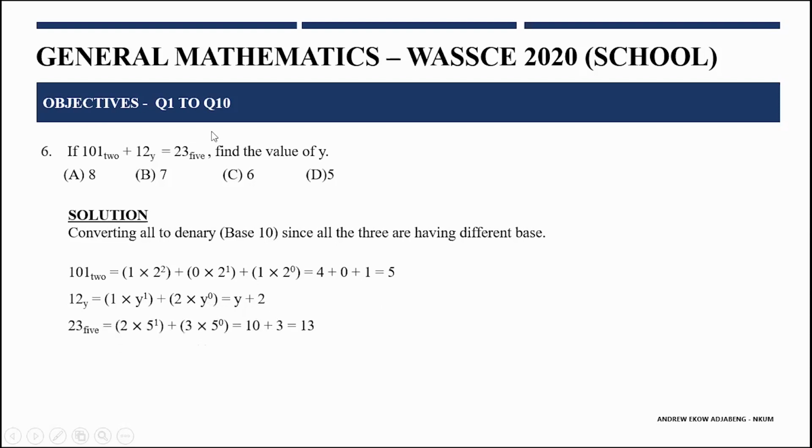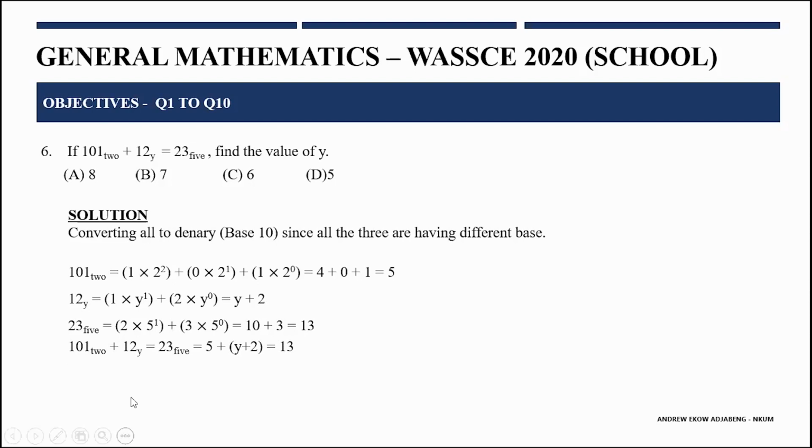In the third step, where we need to simplify the third term, we have 23 base 5. So 2 times 5 to the power 1 plus 3 times 5 to the power 0. That results in 5 raised to the power 1 times 2 is 10, plus 3 times 5 to the power 0. 5 raised to the power 0 is 1. So 1 times 3 is 3. 3 plus 10 is 13.